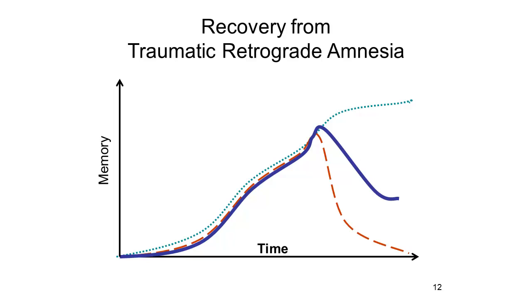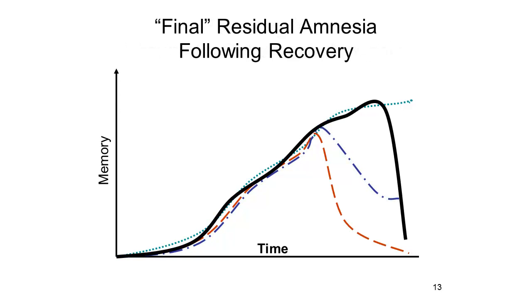As time goes on, patients are able to remember some of the events that they had earlier forgotten. And again, this recovery of memory is temporally graded. Patients are more likely to recover memories for more remote events and less likely to recover memories for the most recent events. The result of this is that after a while, most patients who have suffered some initial amnesia after a traumatic head injury will recover most of those memories.